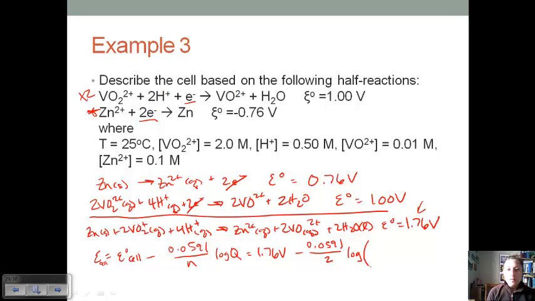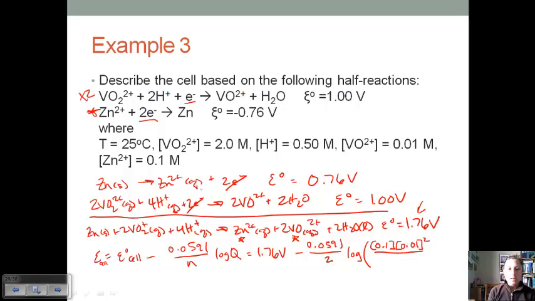Log of Q. And so Q is going to be products over reactants, but only the ones that are aqueous. We can't use liquids or solids. We could use gases or aqueous. So our products are going to be our zinc ion and our VO 2 plus. So the zinc was 0.1 molar, and our VO 2 plus, there's 2 of them, so we need to square it, and that's 0.01 molar, and we're going to square that.